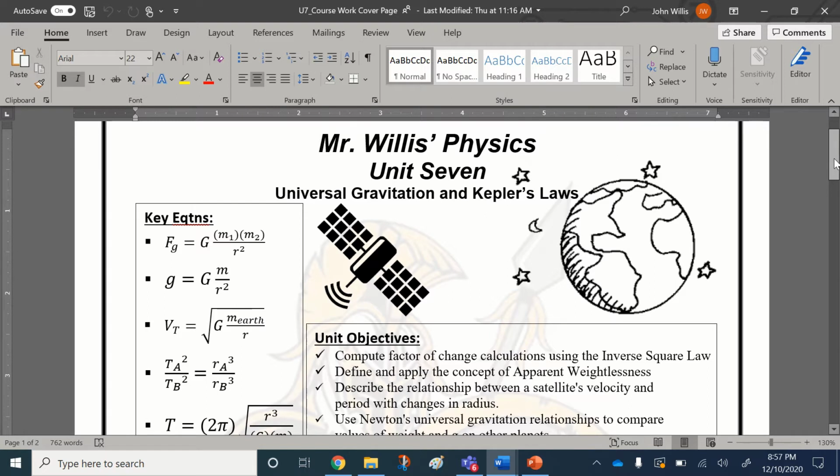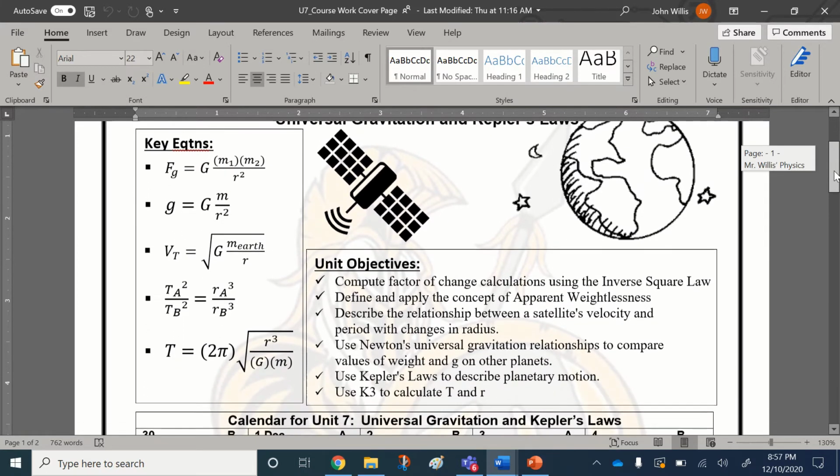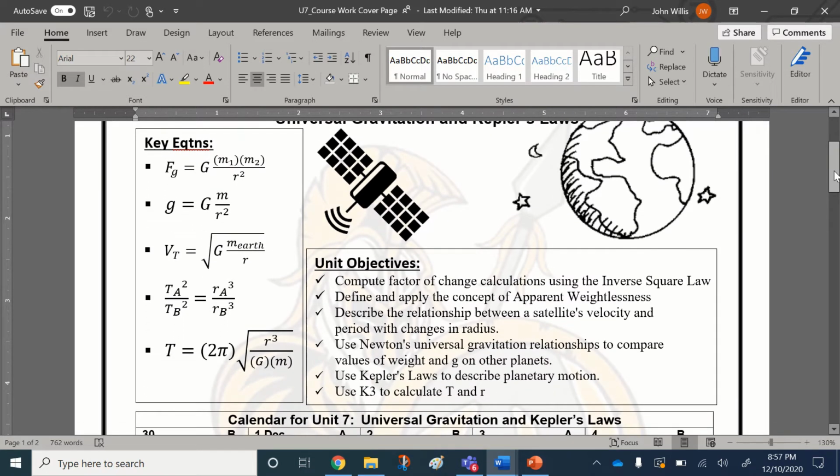And this is just something good to think about in general, with the cover pages that I give you to these unit packets. Of course, there's the calendar that is going to give you all of the information you're going to need for every single day and every single unit. But we also have these key equations and objectives. A lot of you guys just use the equation list as your reference and then move on from there.